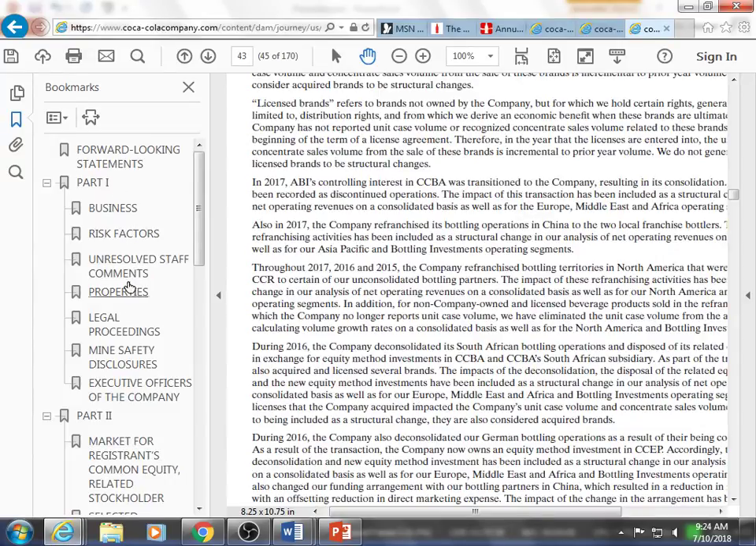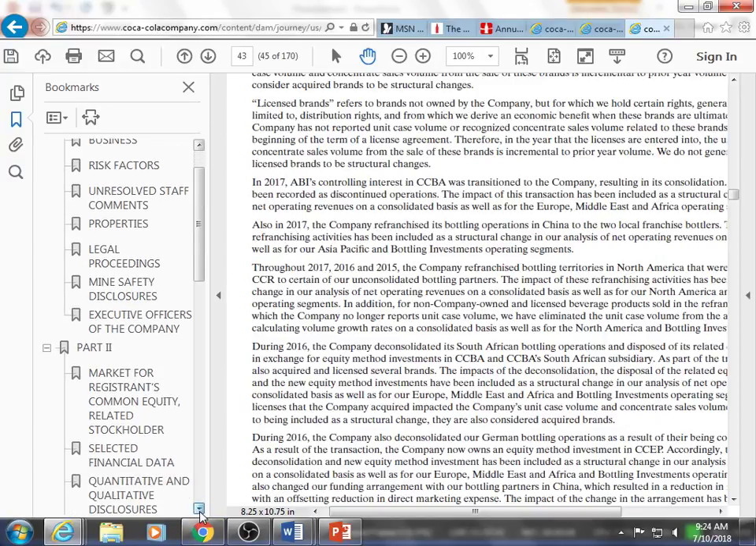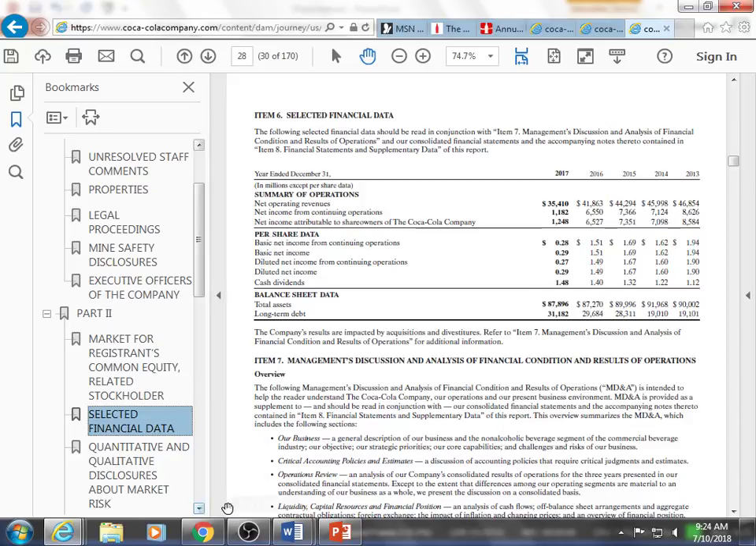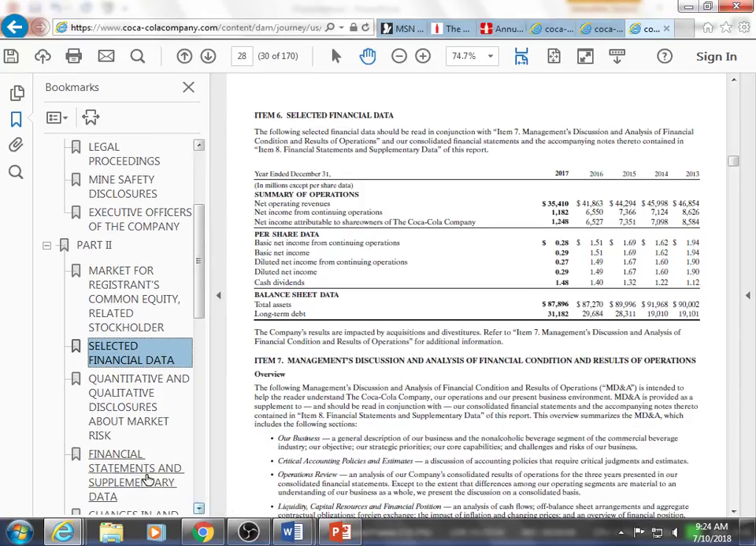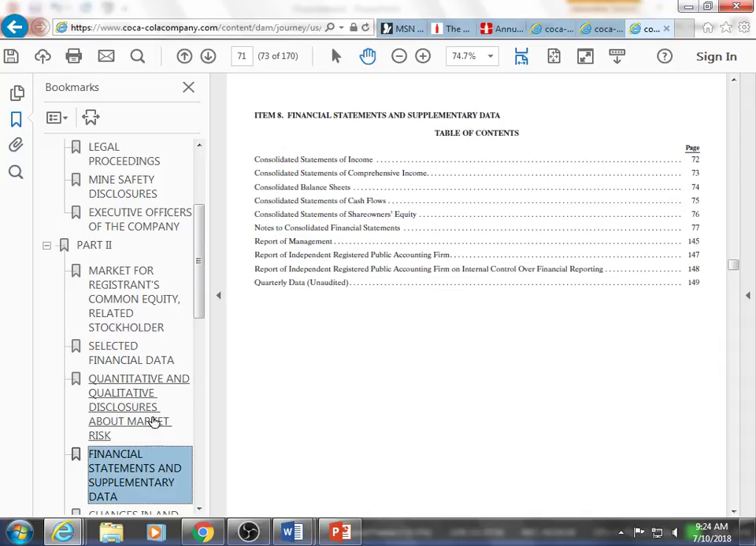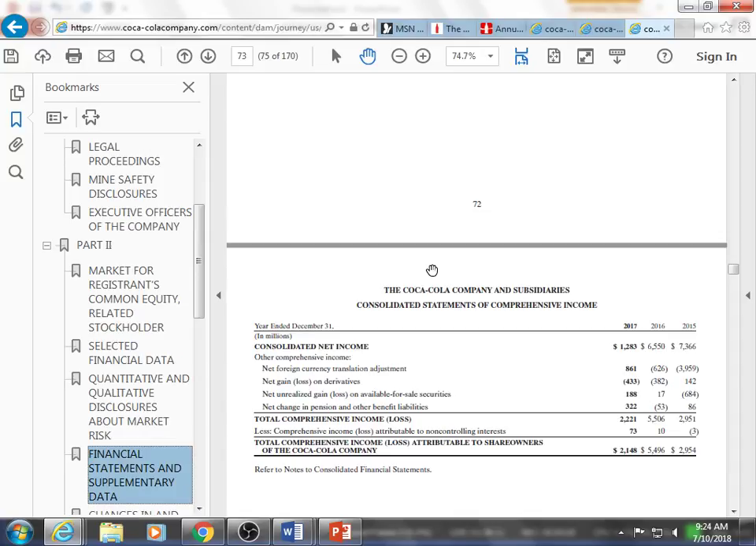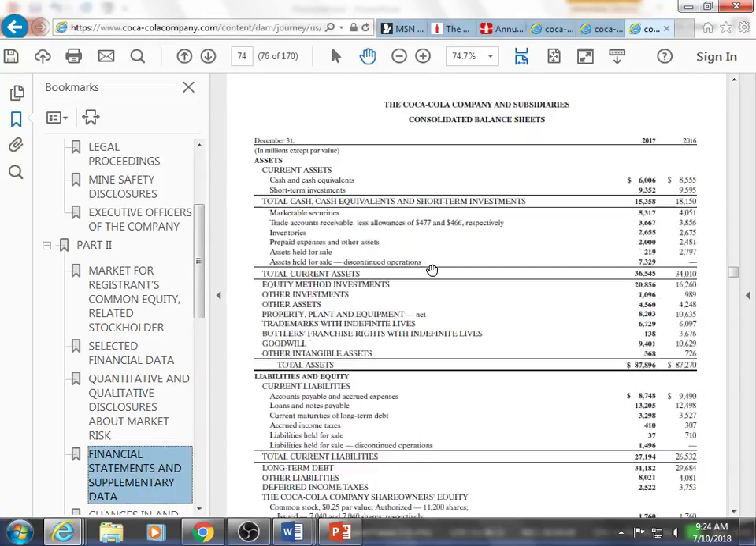Okay, do you see here? Maybe if we push on it here without looking. Stockholders, financial data, quantitative. See, financial data. Financial statements. Yeah, okay. Consolidated statement of income. Here, see? That's the one. This is an income statement. December 31st, 2007. Yeah, this is an income statement, compared to the balance sheet. Here is your balance sheet.